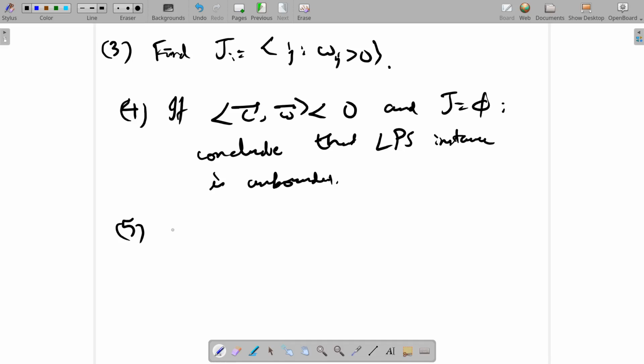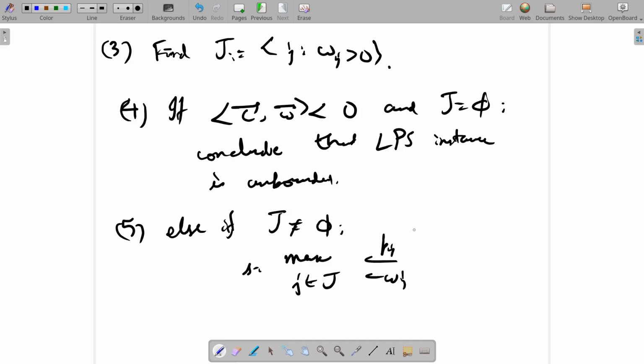5. Elif, or else if in Python, is the construct you'd be using. So else if J is not equal to the empty set, then you choose S equals the max of all these indices, Pj minus Wj, and replace P with P plus SW and I.